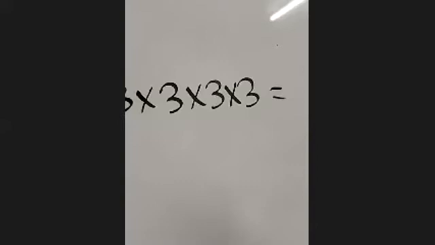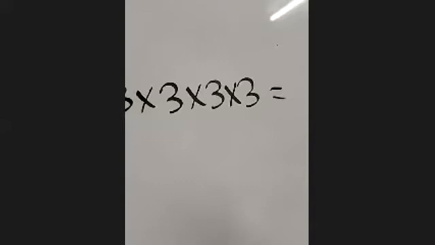For example, 4 multiply 4 multiply 4 multiply 4 multiply 4. 1, 2, 3, 4, 5. I have the 4 multiplied by itself 5 times. How will I write it, guys? I will say the base 4 and the exponent 5. We read it 4 to the power of 5 or 4 exponent 5.